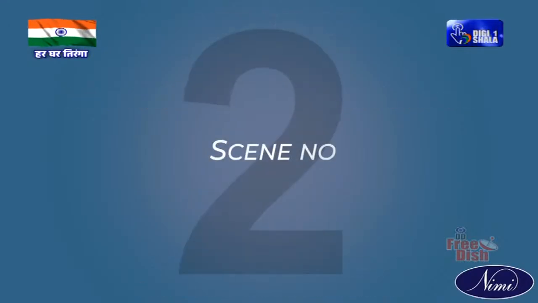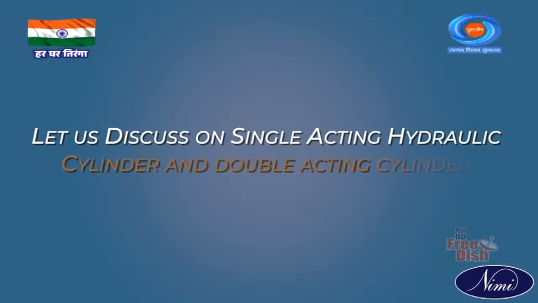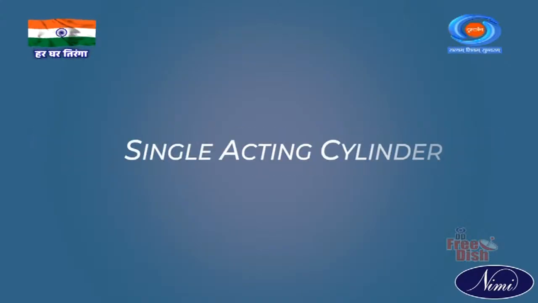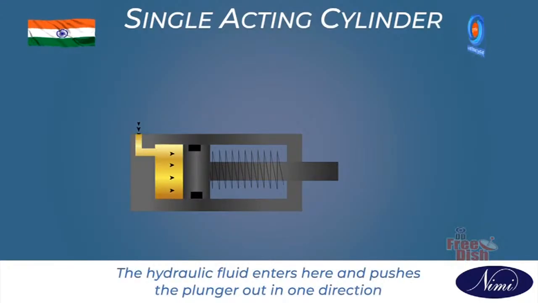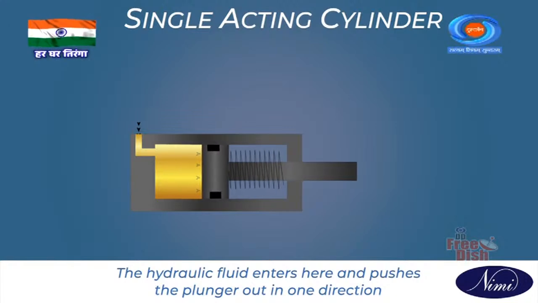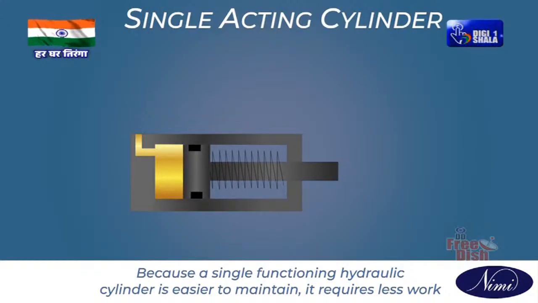Let us discuss single acting hydraulic cylinder and double acting cylinder. Single acting cylinder: a single port is included on a single acting hydraulic cylinder. The hydraulic fluid enters here and pushes the plunger out in one direction. Because a single acting hydraulic cylinder is easier to maintain, it requires less work.